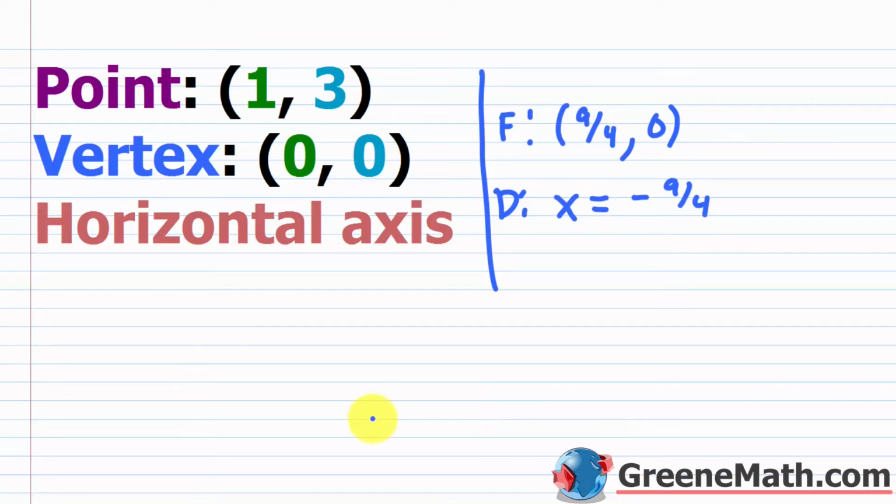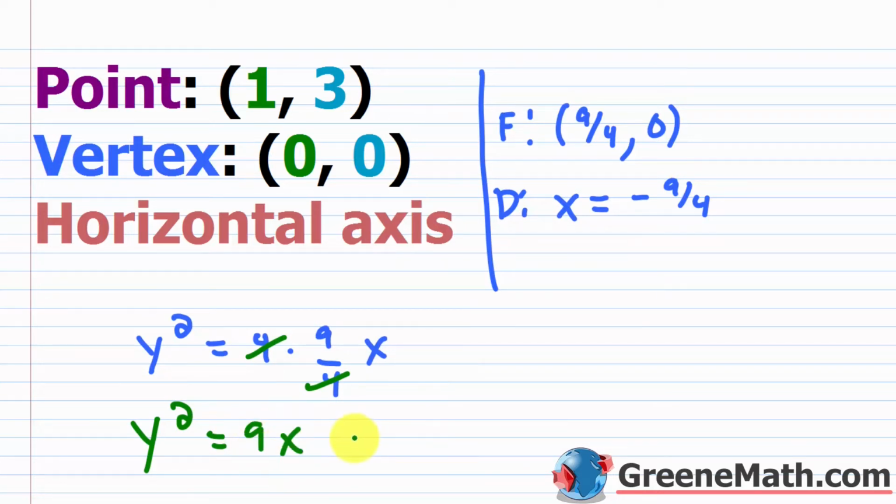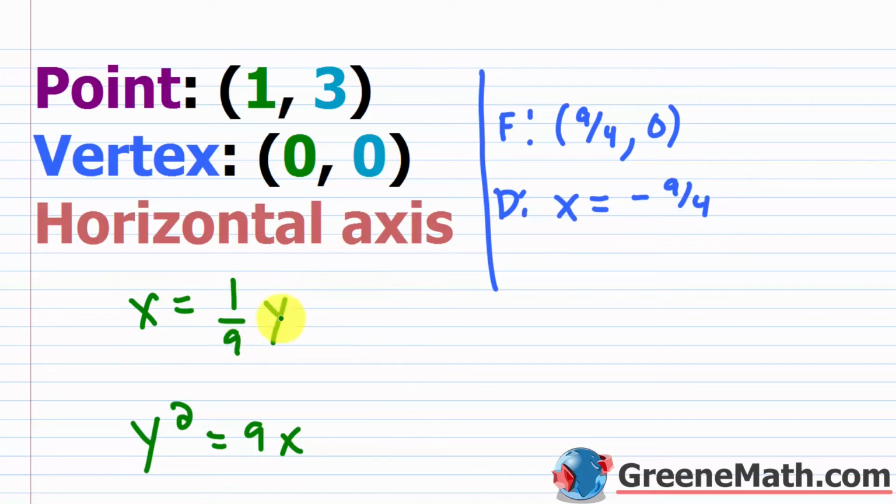What about the equation itself? So we have y squared is equal to 4 times p, and p is 9/4, and then times your x. So what we'll do here is cancel this with this. You'll say you have y squared is equal to 9x. You can solve for x. Again, sometimes you want to do that. Just divide both sides by 9 or multiply by 1/9. So you would have that x is equal to 1/9 times y squared.